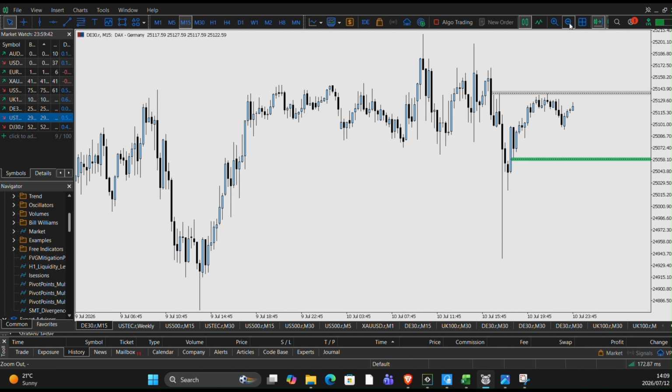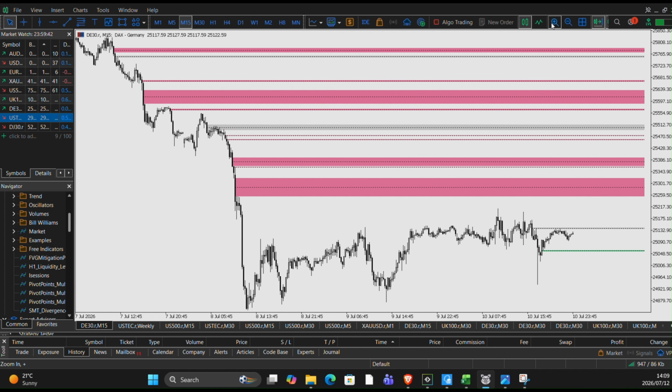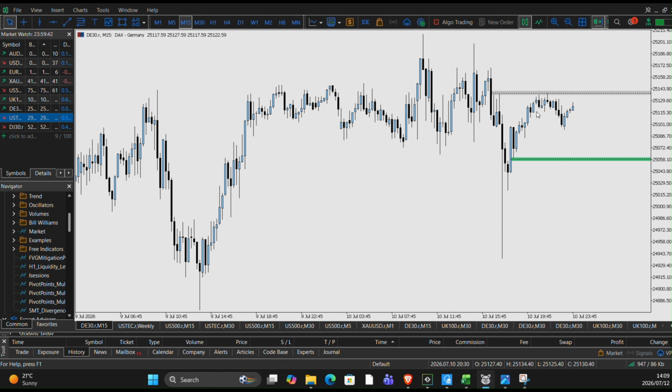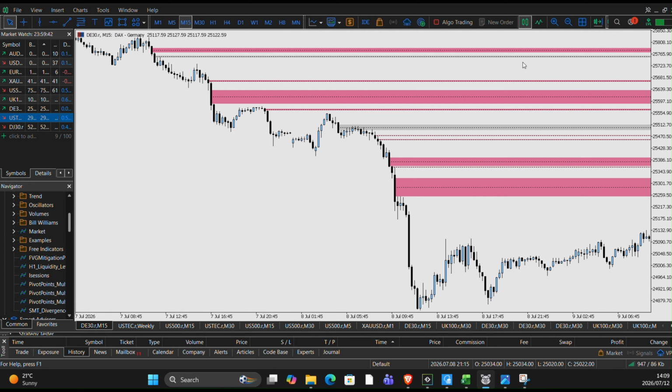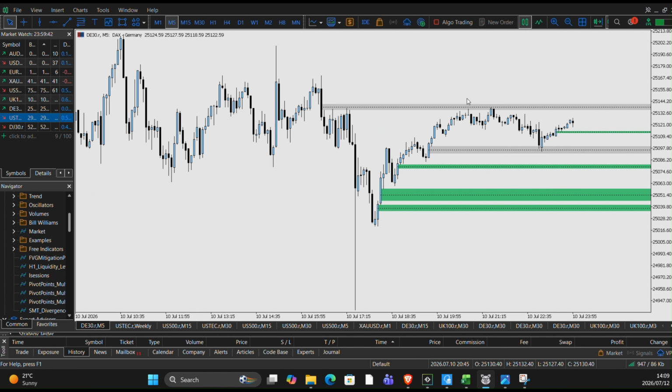The 15-minute, as you can see, all the 15-minute fair value gaps. There's some lower time frame ones towards the end of the day, and yeah, this is the indicator. You can flip between all the different time frames, and it automatically finds your fair value gaps, and it doesn't slow your computer down. Yeah, 5 minutes or so.